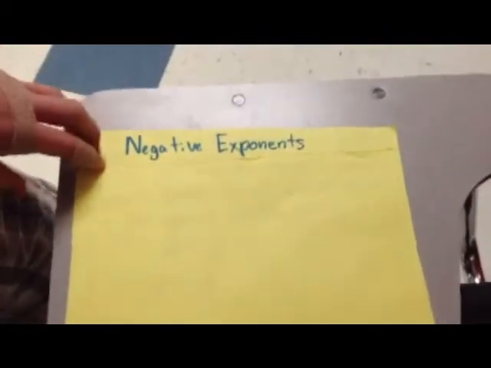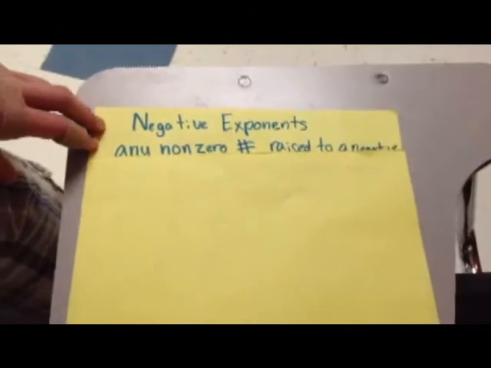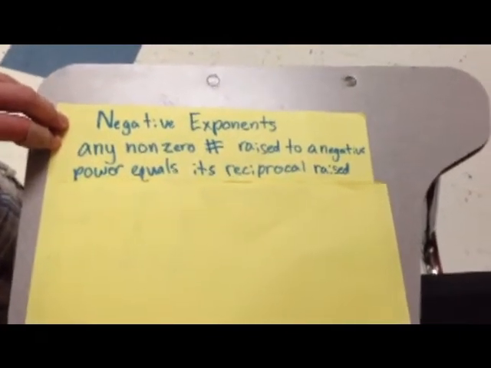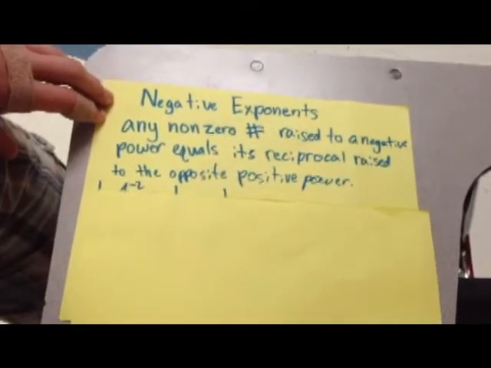Okay. This is our last rule, the negative exponents rule. It says any non-zero number raised to a negative power equals its reciprocal raised to the opposite positive power. And that may be a little bit confusing, so we're going to do 2 examples here.